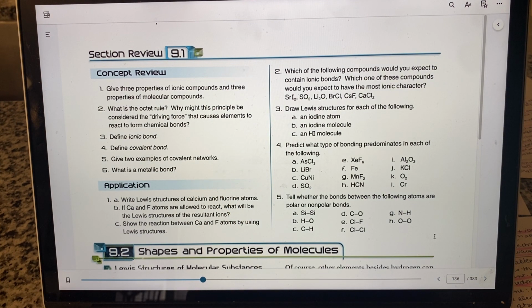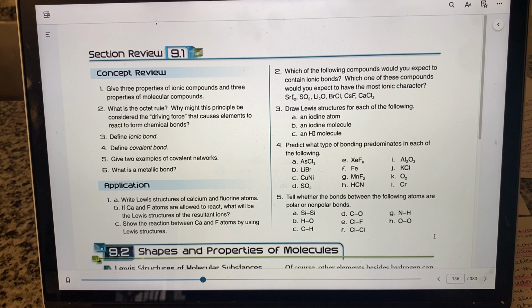So the next one says, give 2 examples of covalent networks. We have 2 examples, and you look in your book there. Diamonds. What is a covalent network? A covalent network is when you have a lot of atoms sharing with each other, sharing with one, sharing with another. This happens really a lot in carbon, because carbon has 4 electrons to share. The carbons come together, and you'll have these networks. And diamond, of course, is a carbon covalent network. And we saw examples of that in your book here.